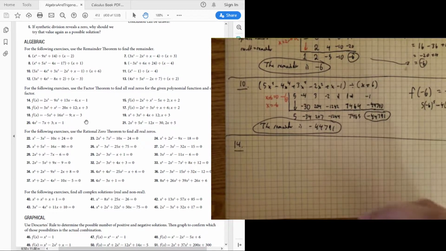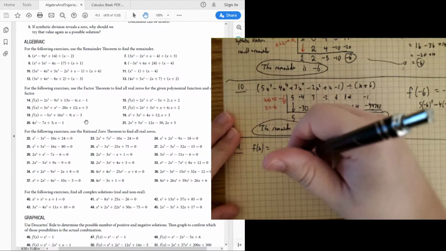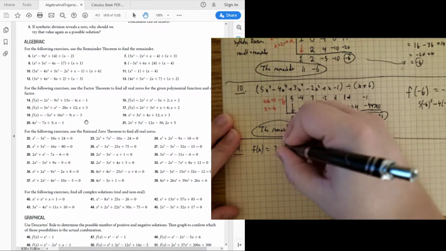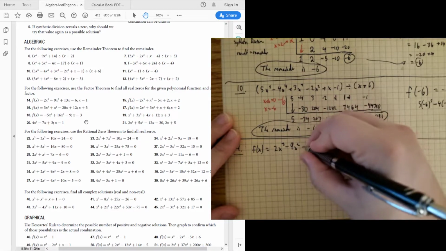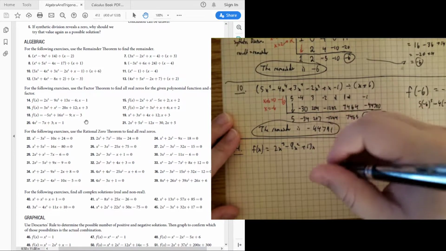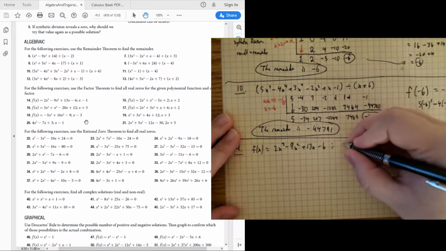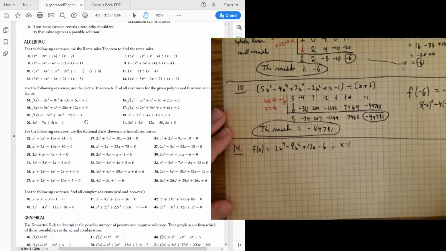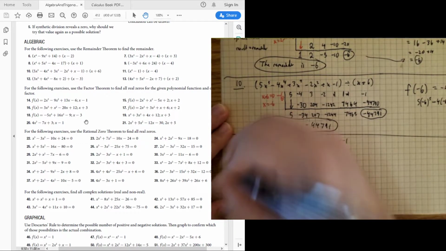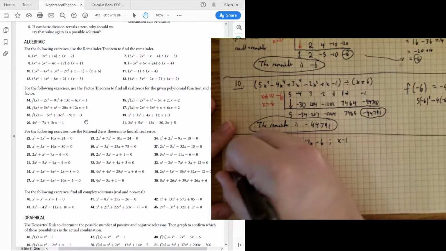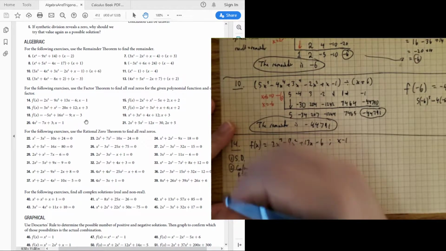Number 14. It says we have f of x is equal to 2x cubed minus 9x squared plus 13x minus 6, and the factor we're using is x minus 1. So we're going to take this one step at a time using those previous things as a guide. So step 1, we're going to do synthetic division. And step 2 is we're going to confirm that our result has a remainder equal to 0.